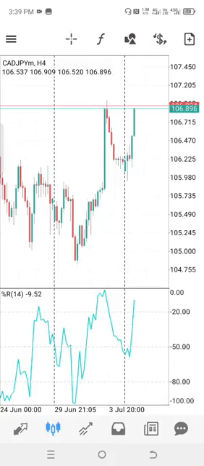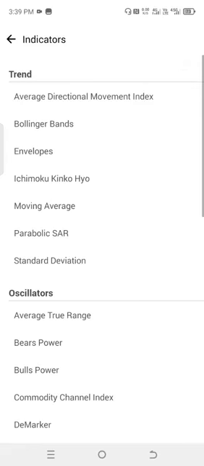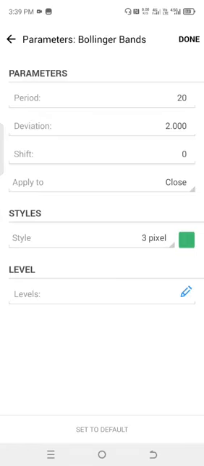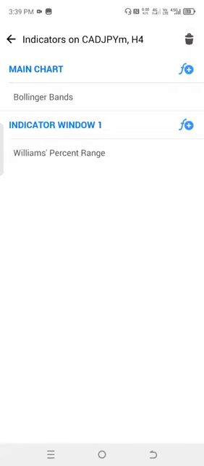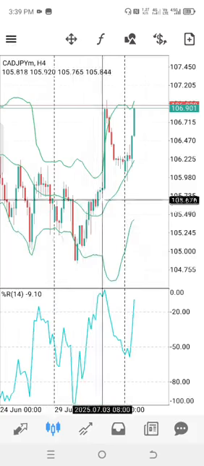So we're going to be adding another indicator to the chart, which is the Bollinger Band. Now you're going to see how powerful these two combinations are. Adding the Bollinger Band, now we'll be working with a period of 20, deviation 2.0, apply to close, and just that. Then we'll click on it, and then this is your Bollinger Band, as you can see.